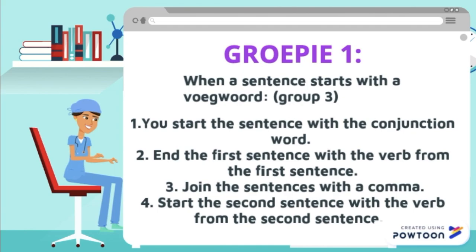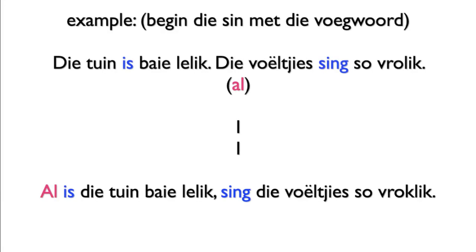When a sentence starts with a voegwoord, this really applies only to groep 3, except for al in groep 2. Al is the only word in groep 2 that you can use to start off a sentence. You start off with your voegwoord, then you identify the verbs in the first and second sentence. You bring the verb in the first sentence to the position after the voegwoord, and you bring the verb in the second sentence to the beginning of the second sentence. You replace the full stop with a comma to join the two sentences.